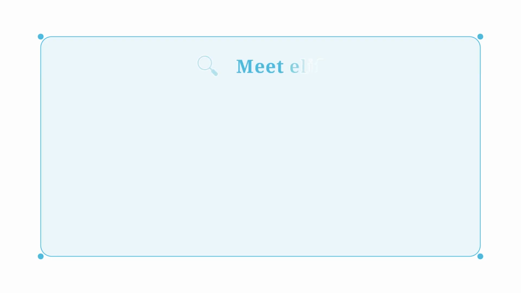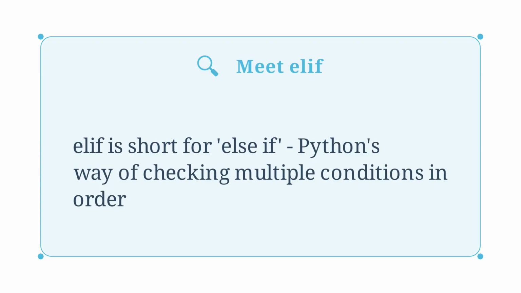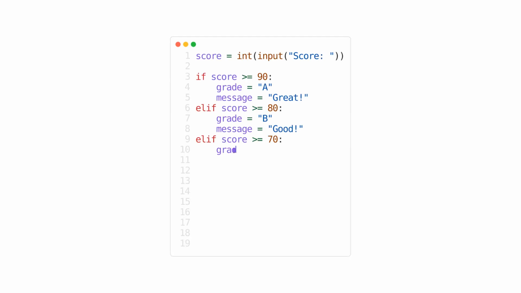Meet elif. It's short for else if, and it's Python's brilliant way of checking multiple conditions in the perfect order. This is going to change everything. Let's build our grade calculator step by step.